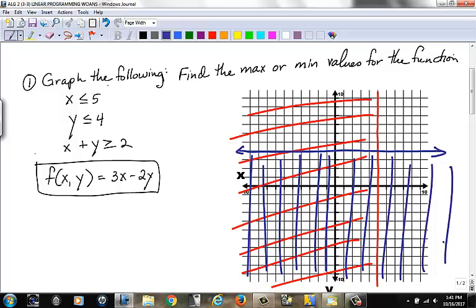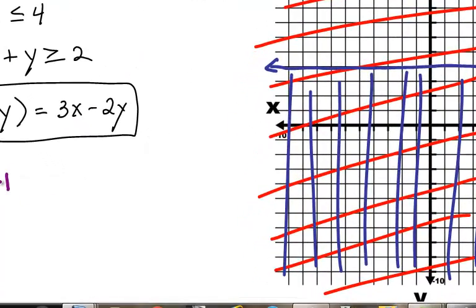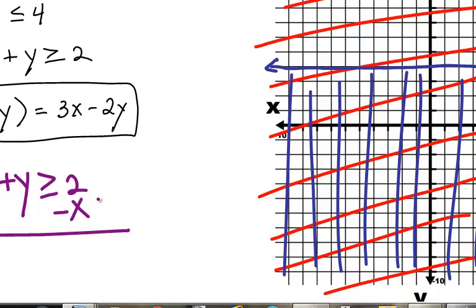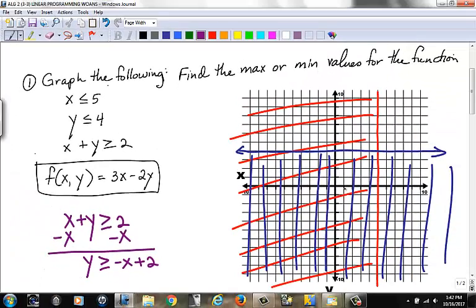Okay, and then graph x plus y is greater than or equal to 2. So I'm going to subtract the x. Remember, if you have to multiply or divide by a negative, you reverse the arrow, but we're just subtracting. So y is greater than or equal to negative x plus 2. So it crosses at positive 2, and the slope is negative 1. So go down 1, right 1, down 1, right 1. And so I've got something about like so.